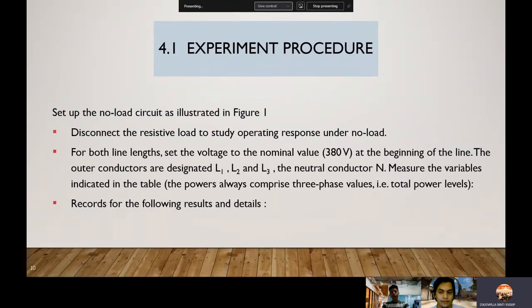Then the second one is for the line length: set the voltage to the nominal value of 380 volt at the beginning of the line. The conductors are designated L1, L2, L3, and then the neutral conductor N. Measure the variables indicated in the table. We are going to show the table after this.